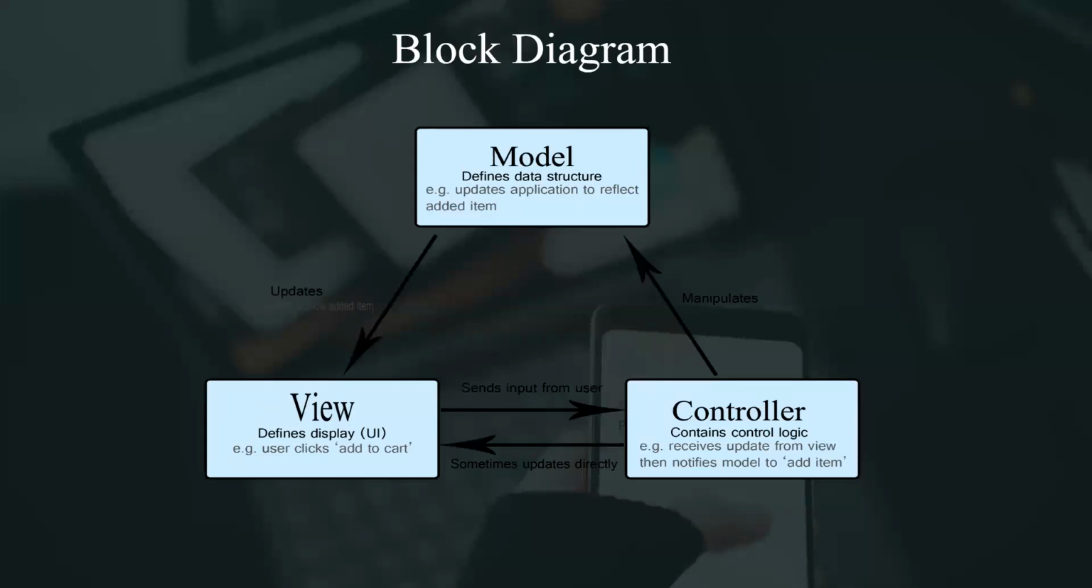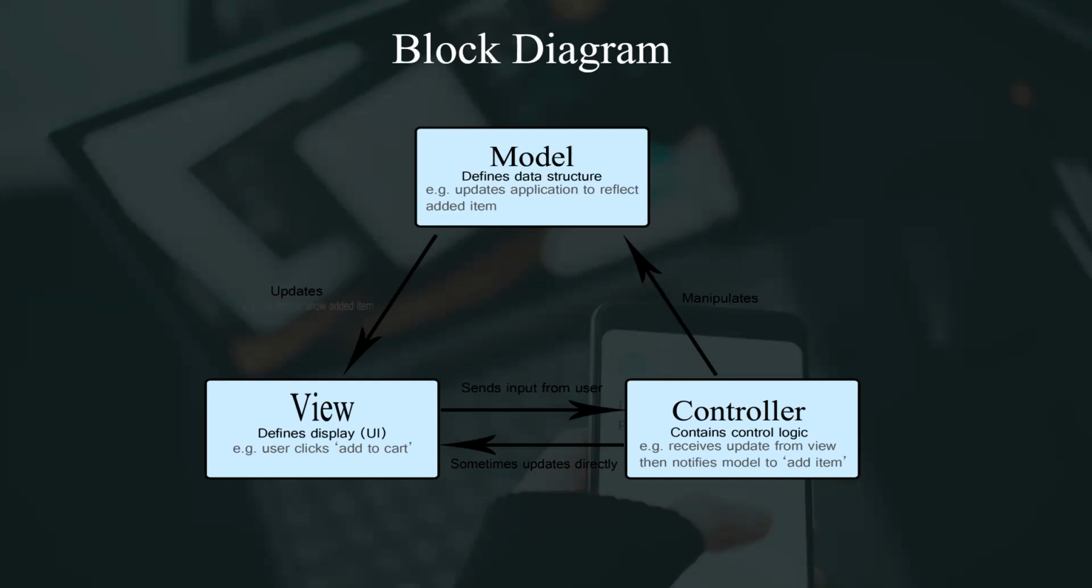So coming to the block diagram, as I told, it is an MVC form: model, view, controller form. As the model is in the middle, it defines the data structure, the view defines the display, and the controller contains the control logic. If we take an example of adding an item to the cart, the model updates the application to reflect the added item. The user clicks add to cart, the controller receives the update from the view, then notifies the model to add an item.